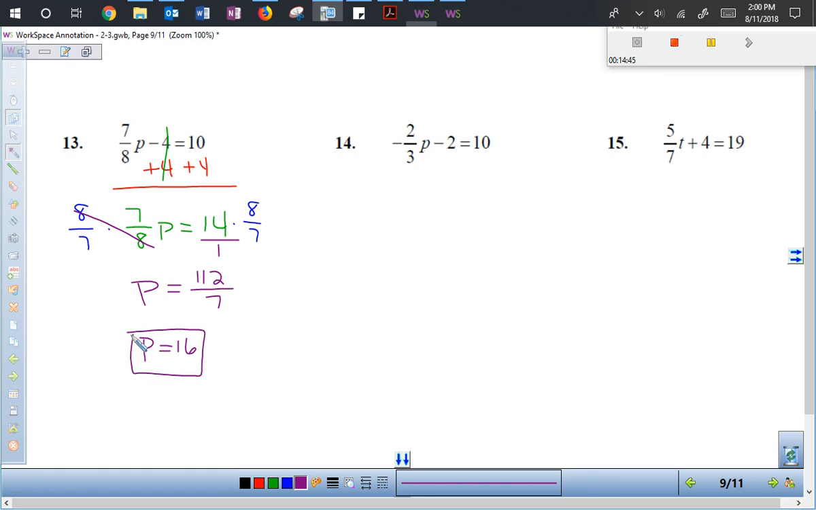box your answer. And that's why it's really important to check to make sure your fractions simplify, because if you left that as 112 over 7, you would not have gotten that correct. You need to simplify. Now go ahead and pause the video and substitute that back in and check your answer on the calculator.